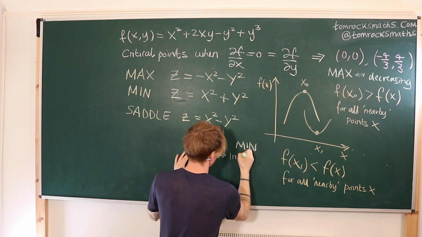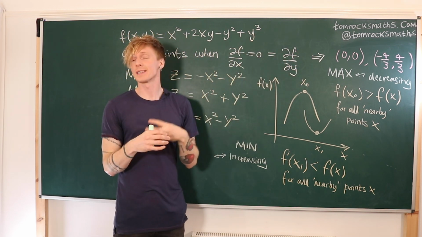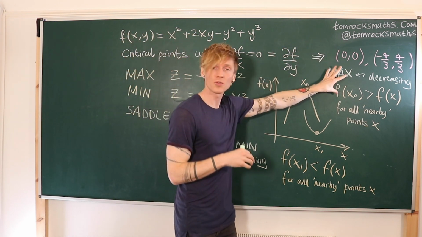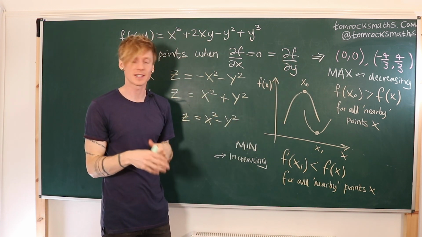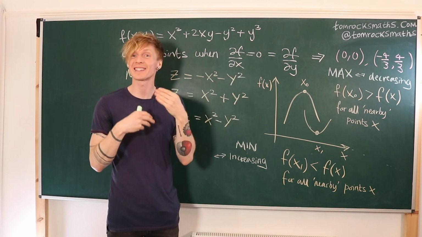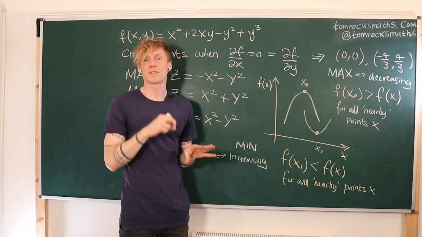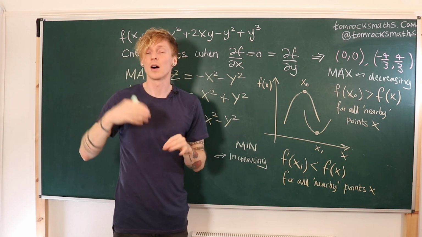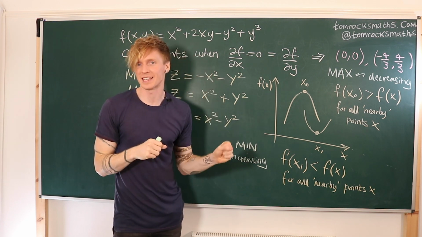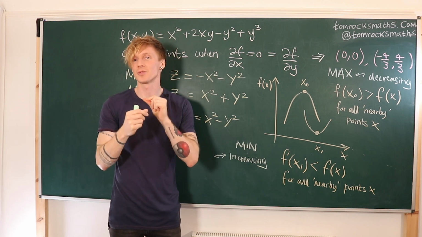Therefore, to check whether we have a maximum or a minimum critical point, we just need to check: is our function decreasing away from the critical point, or is it increasing? And this is where the second derivative comes into play. The second derivative, f double prime of x, is the rate of change of the derivative, or the rate of change of your gradient with respect to x.